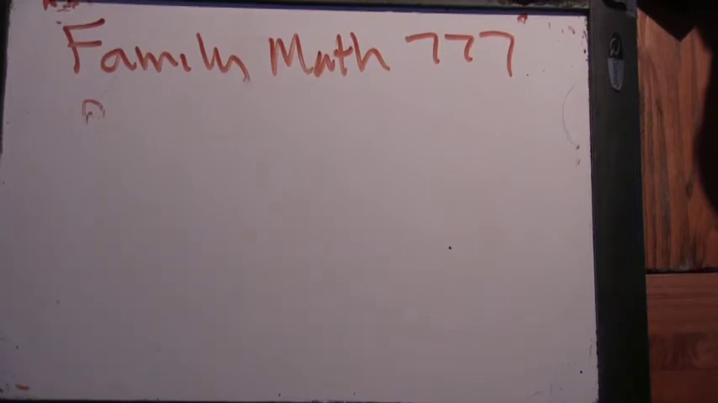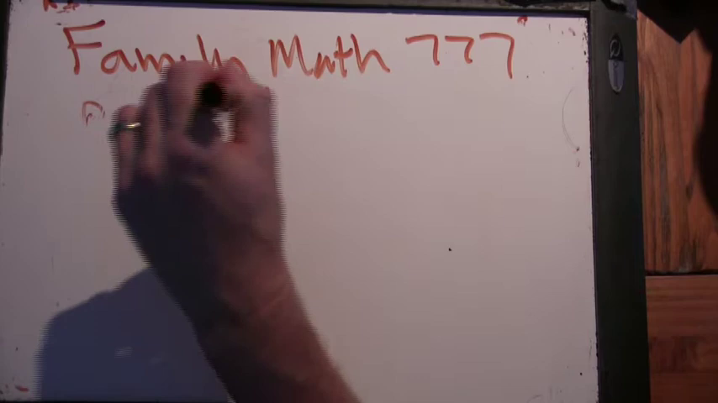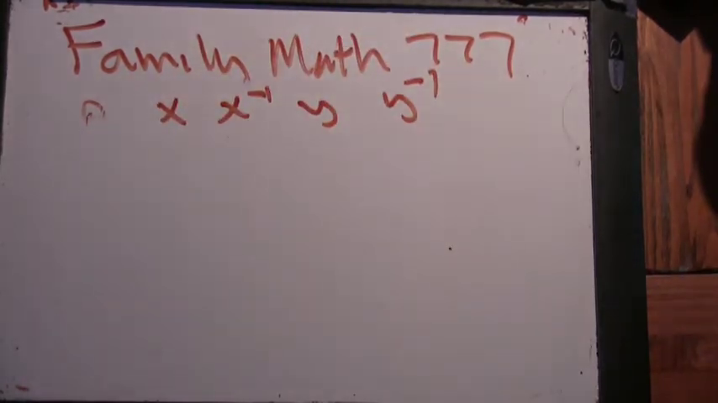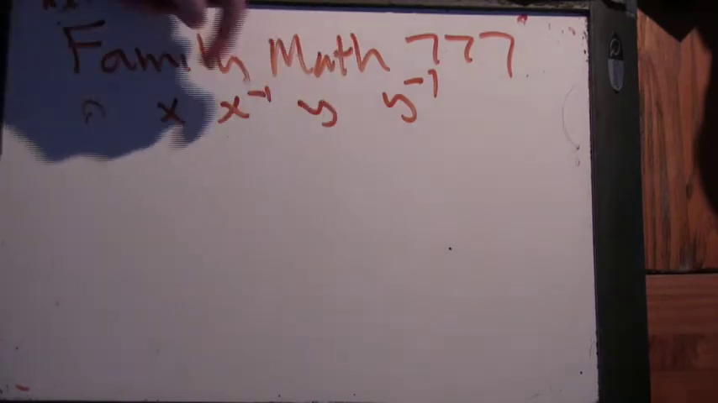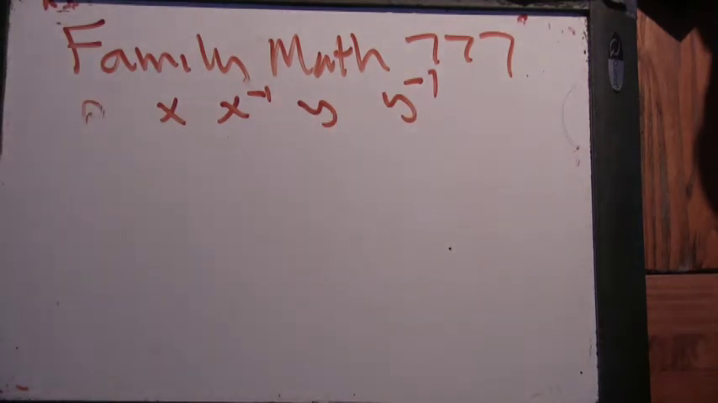So what we're going to do is try to write down all of the possible strings of letters that you could have with x, x inverse, y, and y inverse. Okay. So give me one. So just these in any order? Yeah, just think of these as being like letters in an alphabet, and we're going to just write words.